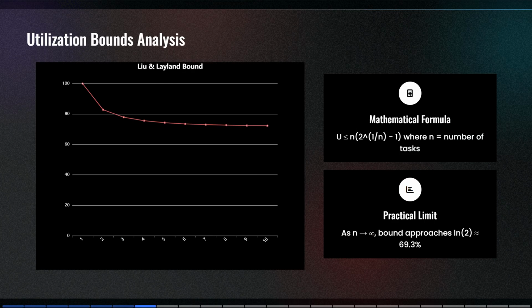RMS makes some key assumptions for its model to hold true. Tasks are periodic and independent. Each task's deadline equals its period. Context switching time is negligible. Priorities are assigned statically. If any of these assumptions fail, the algorithm might not guarantee deadlines.